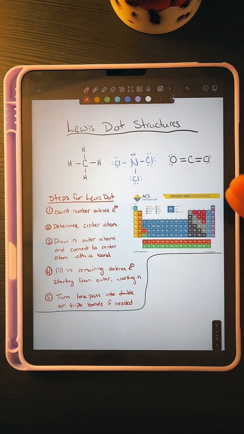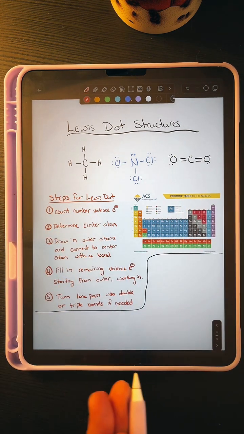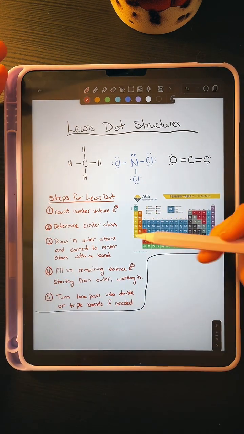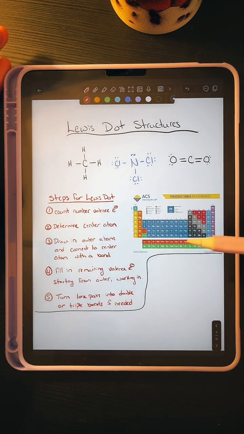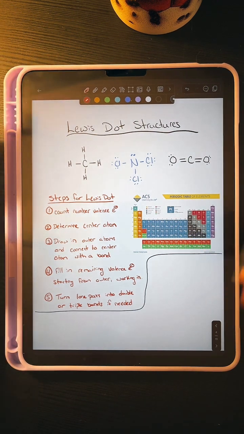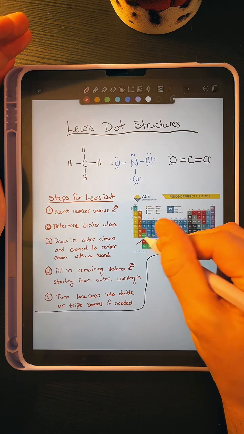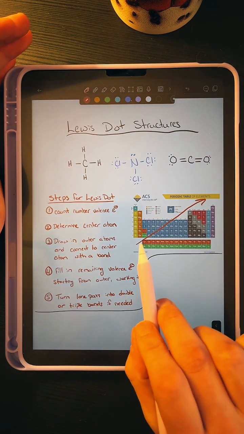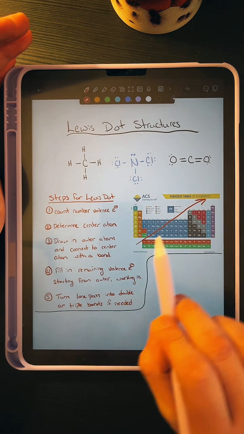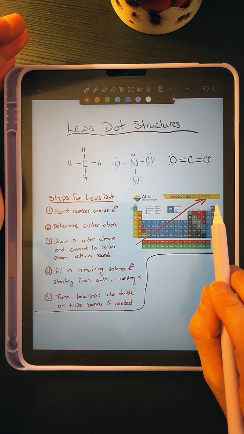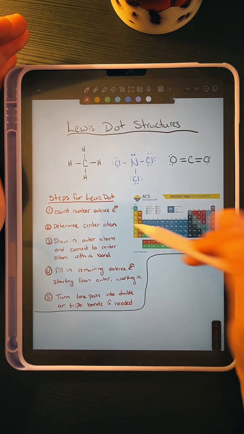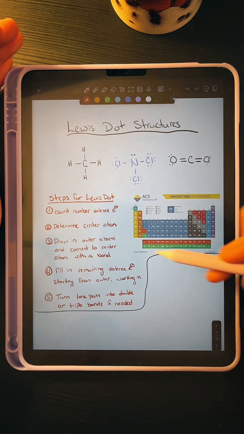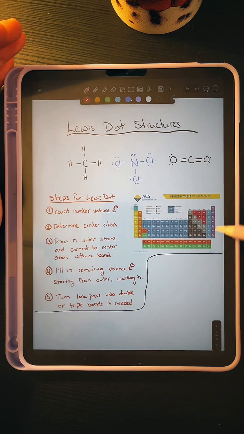Once we figure out the total number of valence electrons coming into our compound, we look and figure out what is going to be the center atom. The center atom is going to be the least electronegative or most electropositive. If we remember our trend, electronegativity increases as we go from bottom left to top right of the periodic table. So if we want our molecule to have a center atom that is most electropositive, we're going to want it somewhere down here, or when we're talking about covalent bonds, over in this area, sort of further down.